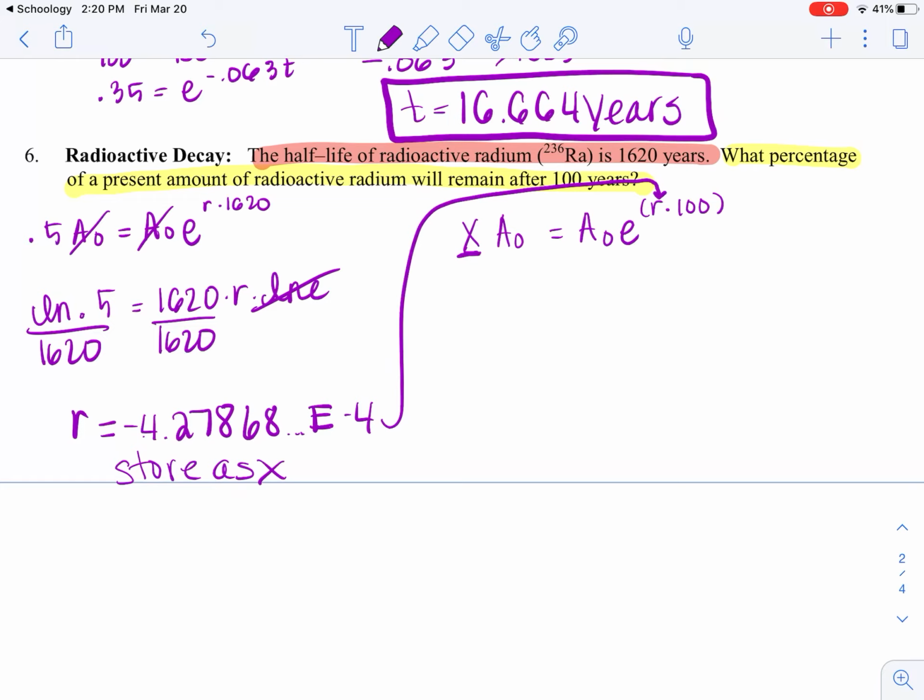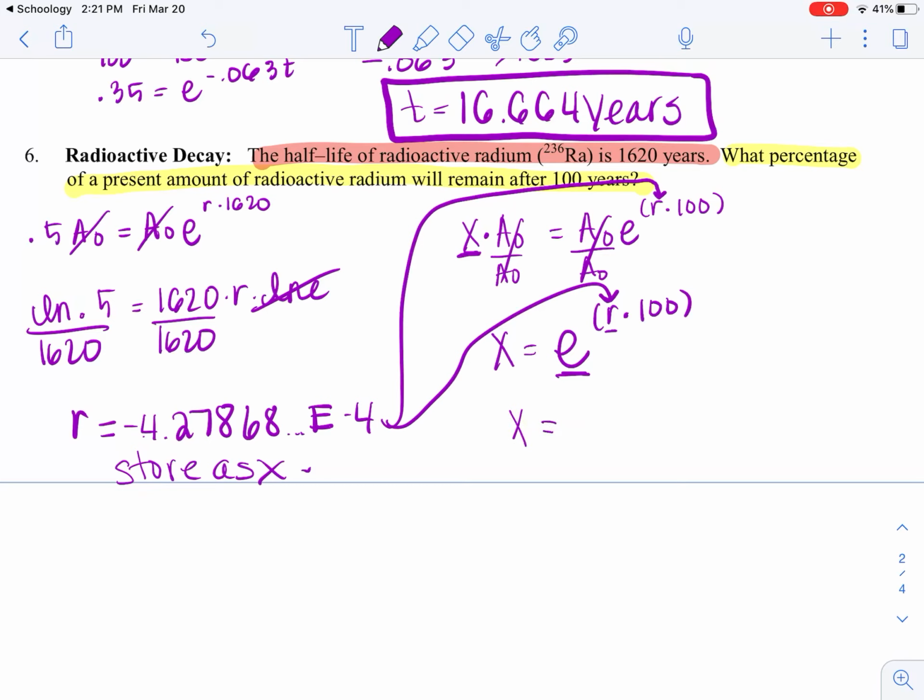So this time, this is right here. Okay, so I need to solve for x. So I need to get x by itself. Realize it's x times this. So I'm going to divide both sides by a naught. Cancels. And I have x equals e to the stored rate times 100. Pick up your calculator. All I have to do is type in e to the r, which is my stored x value, times 100.